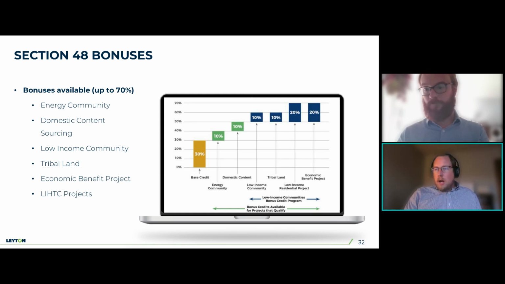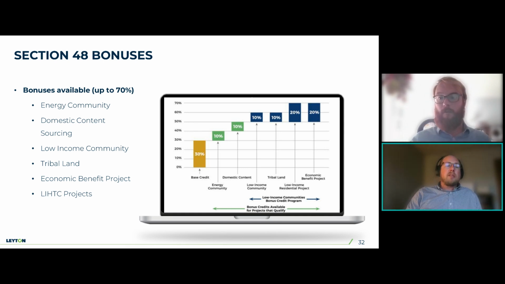Thank you, Jason. We're briefly going to touch on the bonuses available here for the Section 48. So you can kind of see in this graphic that we've got our baseline credit that, as I mentioned, starts at 6% and moves up to 30%. And then you have other benefits like the domestic content sourcing, where if you're buying American-made equipment, you can get a 10% bonus there.